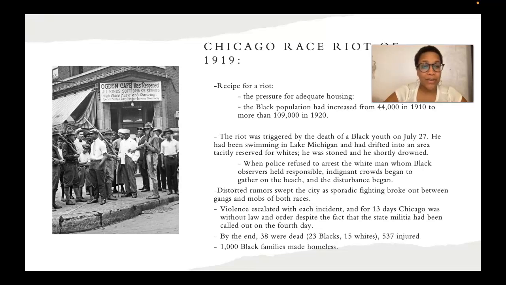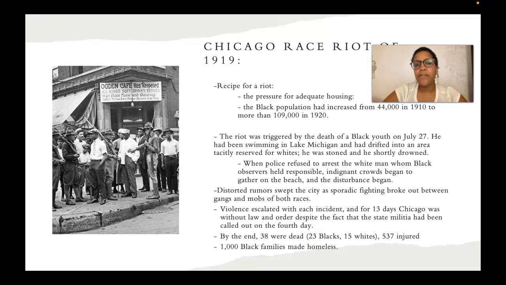So, the recipe for a riot in Chicago. There was pressure for adequate housing. You have an influx of African Americans moving to Chicago, right? So you had the Black population increasing from 44,000 people in 1910 to more than 109,000 in 1920, right? So we see a mass increase in just the span of a decade of the African American population.